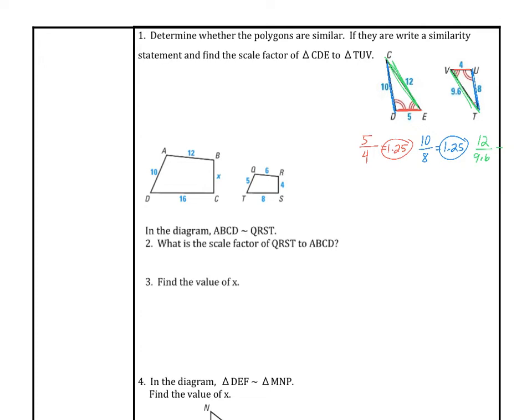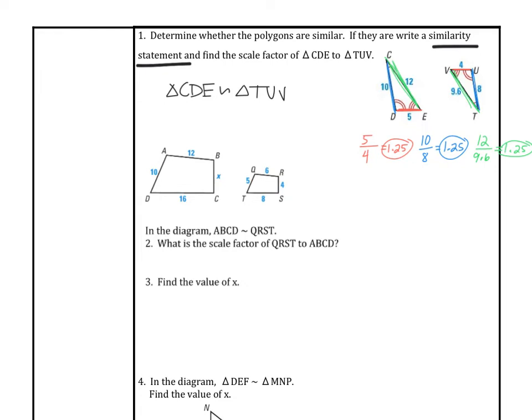You get 1.25. So all of your side lengths, all your proportions or your ratios are going to divide down to 1.25. Your angles are all the same. So yes, these two shapes are similar. We're going to write a similarity statement. A similarity statement tells us, just like a congruent statement, if you remember when we did congruent triangles, you need to tell me that the triangles are similar. Triangle CDE is similar to triangle TUV.